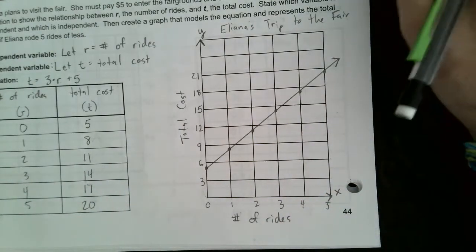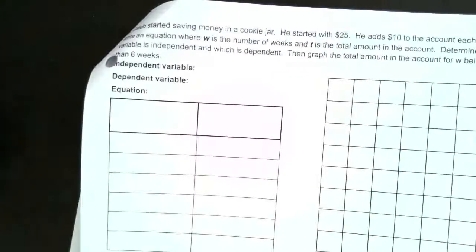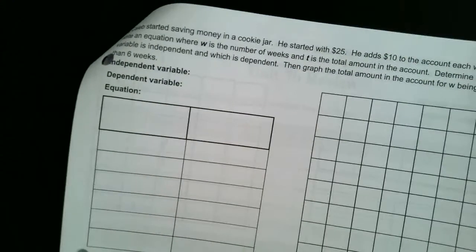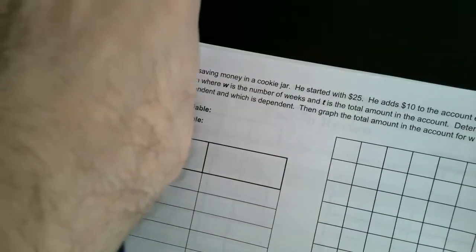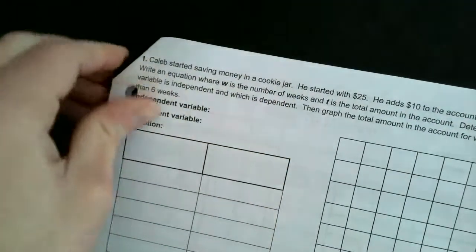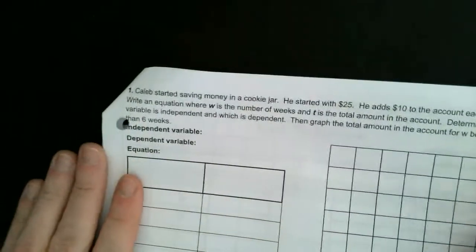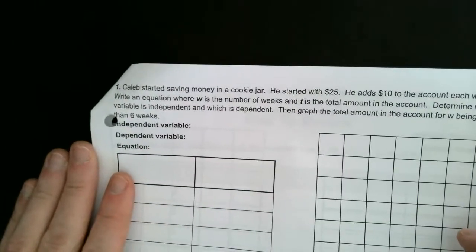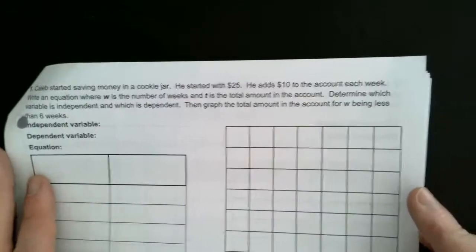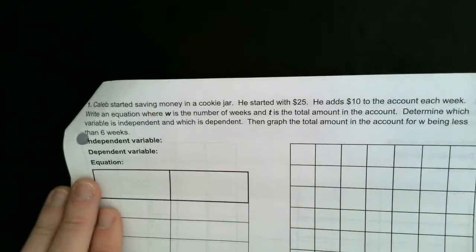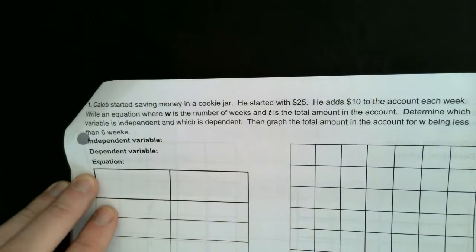We're going to do one more on page 45. Let's see, which one will we do? Let's do the one about Caleb. Caleb started saving money in a cookie jar. He started with $25. He added $10 to the amount each week. Write an equation where W is the number of weeks and T is the total amount in the account.